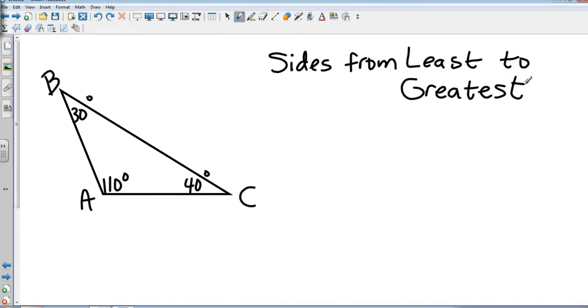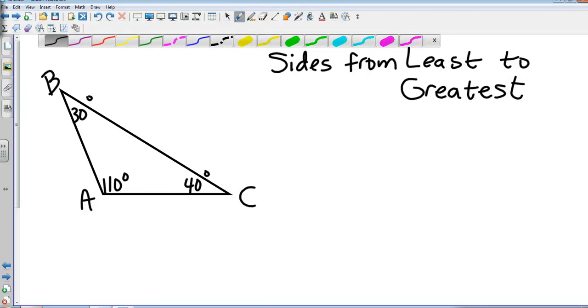So I'm going to find the smallest angle right away. I'm going to do this one correctly and do it in order. Find the smallest angle. There's the smallest angle. So I'm going to go diagonally. Okay, that makes this the smallest side. Okay, so AC is the smallest side. Then I go to the second angle, which is 40. And I go opposite. And so that makes AB the middle side.